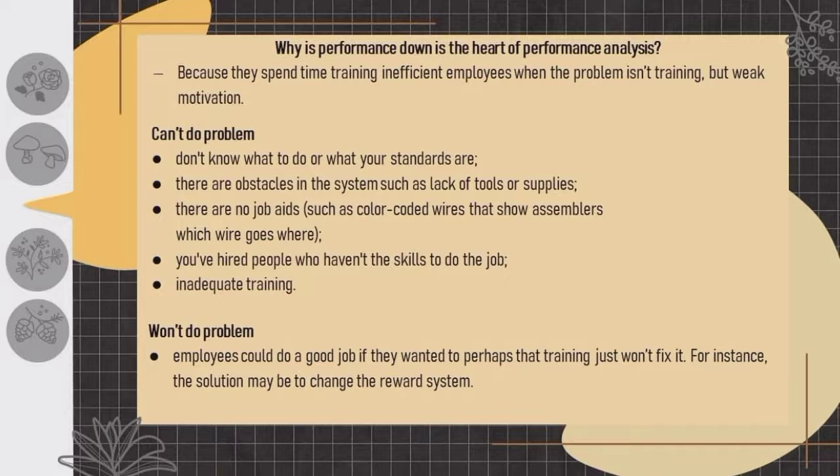There are obstacles in the system such as lack of tools or supplies, because no matter how skilled an employee may be, she or he will never be able to function at full capacity if there is a lack of tools holding them back. There are no job aids, such as color-coded wires that shows assemblers which wire goes where. You've hired people who haven't the skills to do the job.